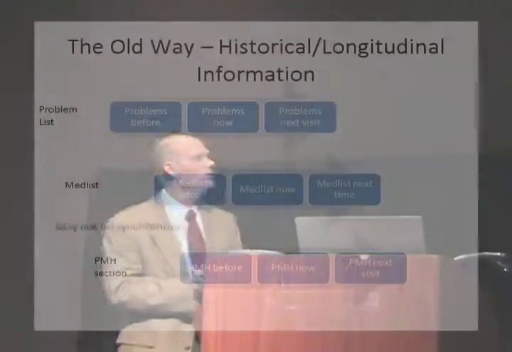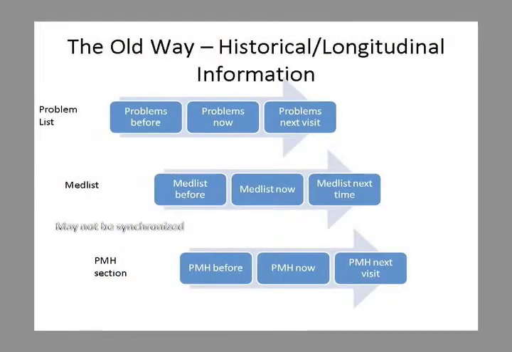So here's how modern charts work. For those of you who still have paper charts, you've got a problem list. Maybe that's on the front of the chart. You've got a med list that maybe is a couple file folders deeper in the chart. And those are updated independently. And maybe you have a past medical history section, or a social history section where you're updating whether the patient smokes or not.